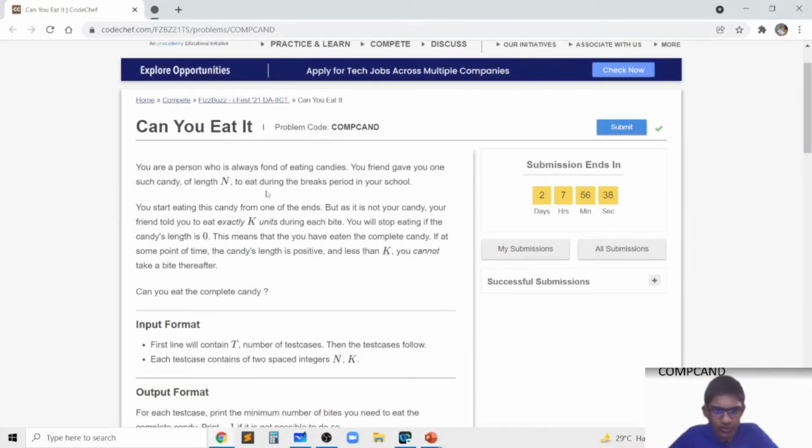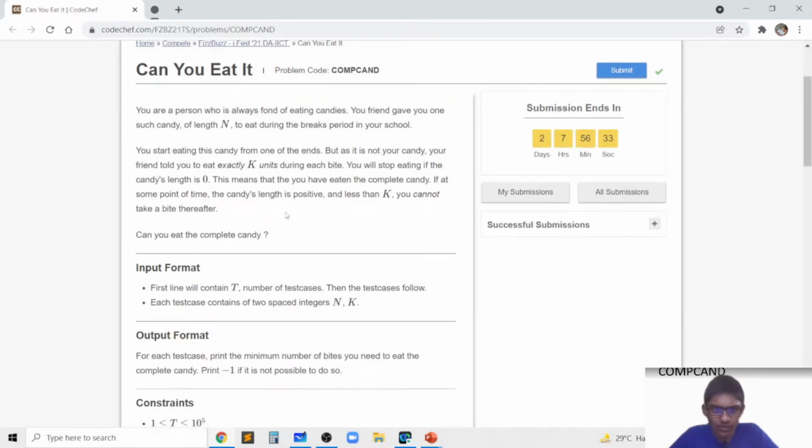So in this problem, we are basically given a candy of length n and we need to eat this candy by doing some operations. Now each eat operation will take place when we eat a candy of exactly k units. So for example, if we take one bite, the length of the candy will change from n to n minus k, and it will keep repeating like that from n minus k to n minus 2k and so on. However, we always need to ensure that the candy's length is positive. Obviously, we can't eat negative candy.